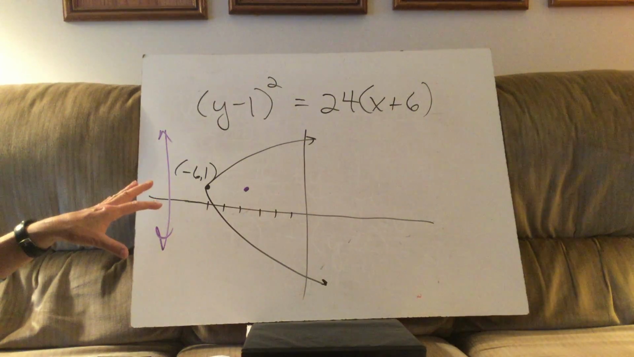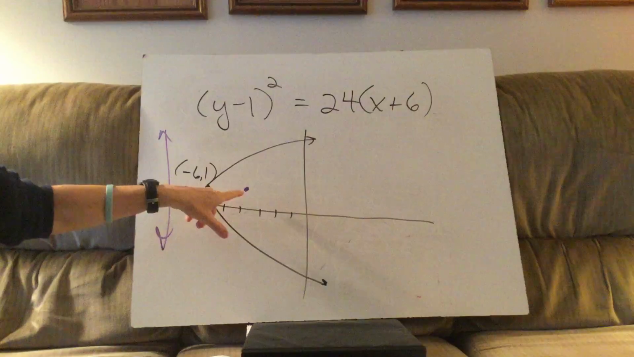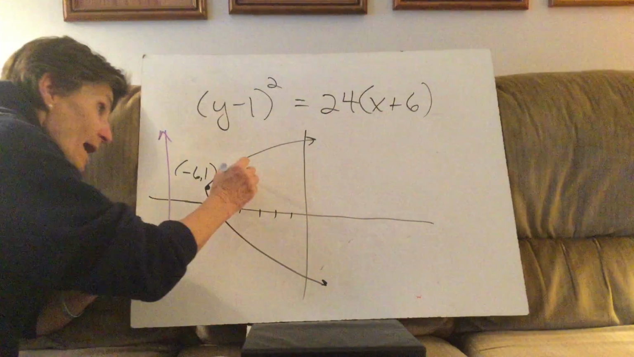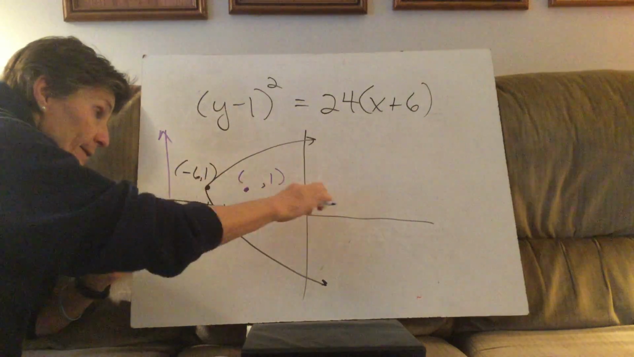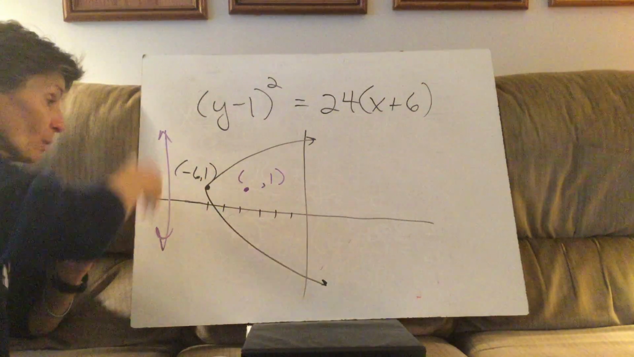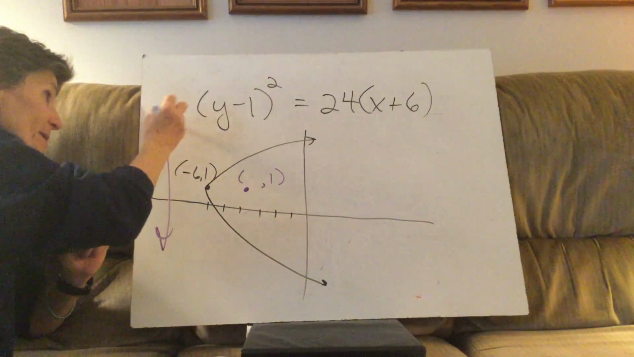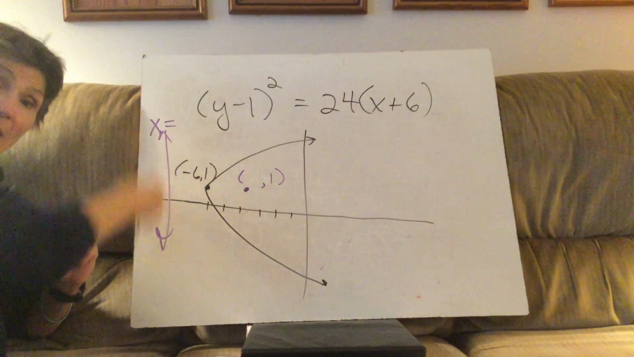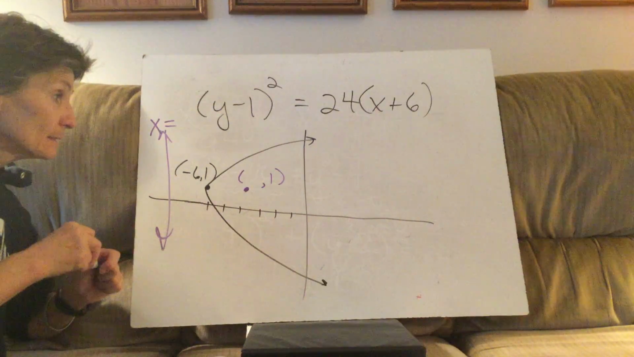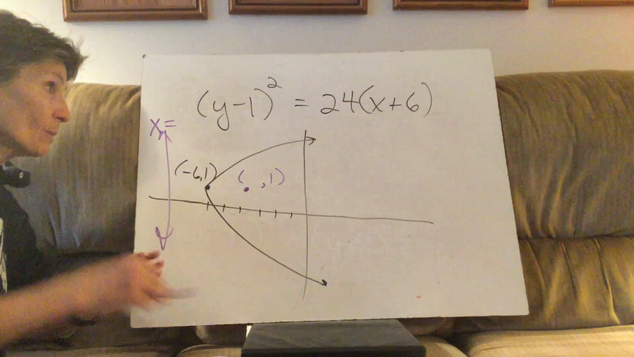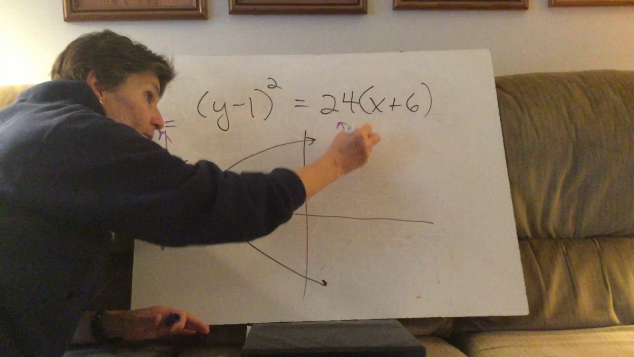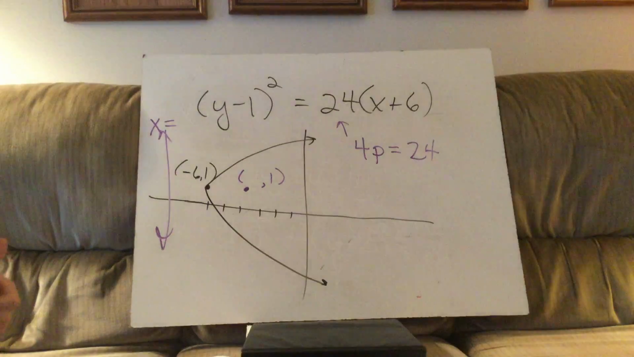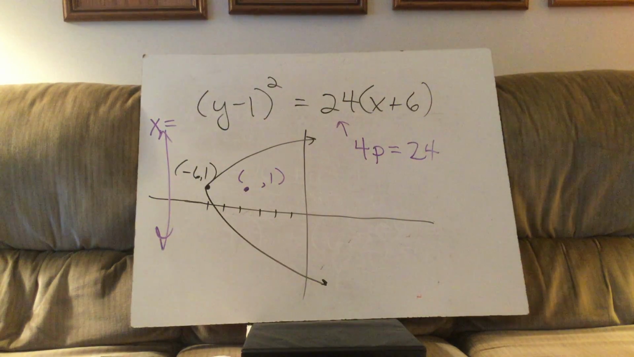That's where they are. Now, that means that whatever your focus is, it's going to have a y coordinate of 1. And whatever your directrix is, it's going to be x equals because it's crossing the x-axis. So it's a vertical line, x equals. Now, in order to figure out exactly where they are, I have to come back to this number right here. And remember that when it is in the equation, that number is 4p.